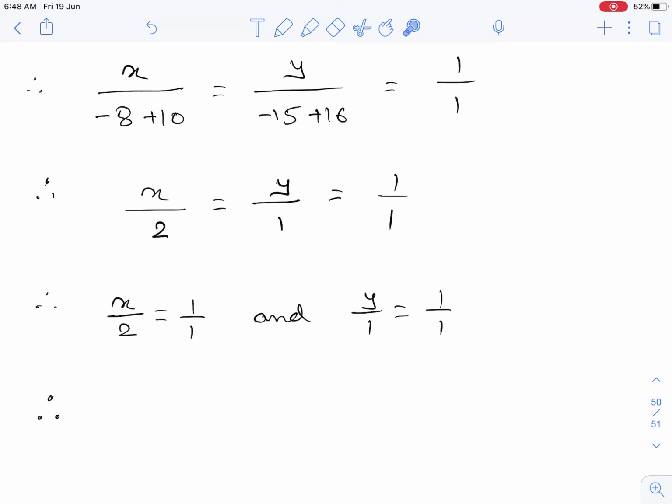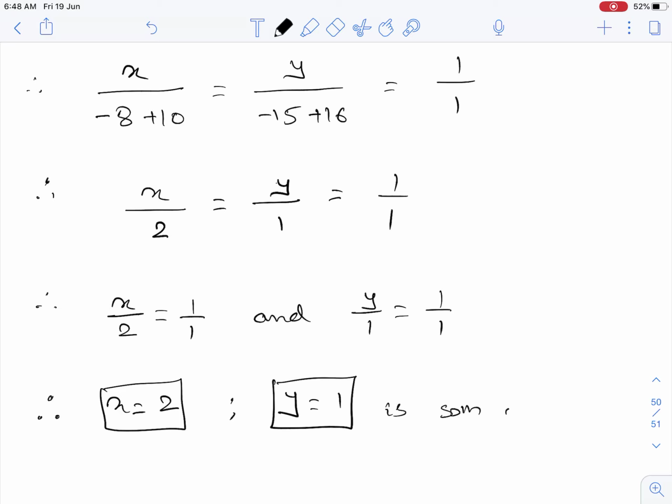Therefore now we have to do cross multiplication, 1 into x, x equals to, and 2 1s are 2. Okay, and y equals to 1, that is y into 1 is y, and 1 into 1 is 1. Okay, so what is our solution? Again same, x equals to 2 and y equals to 1 is the solution of the given equation. Okay, so in this way by all the three methods we got the same answer.